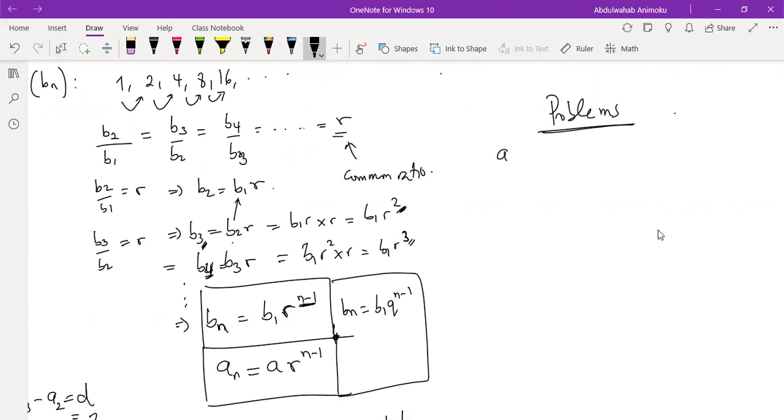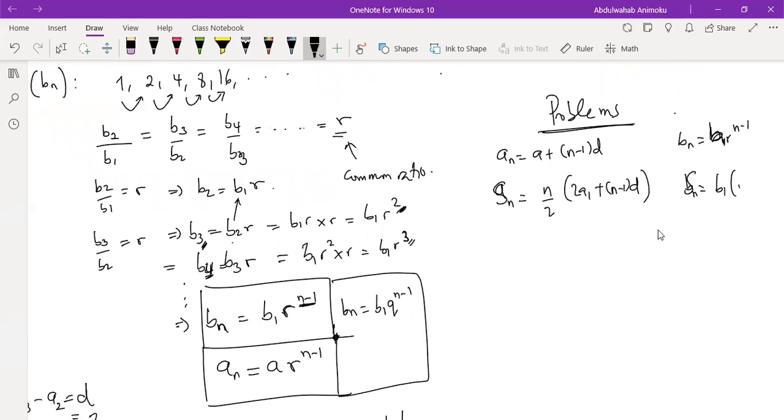So let's write the formulas. We said an is what? A plus n minus 1 d, and then you have Sn, which is what? N over 2, 2a1 plus n minus 1 d. Okay, for the geometric, we said Bn is a r to the n minus 1, and then Sn would be given as what? Also, we said B1, sorry. So we said B1 r raised to power n minus 1 all over r minus 1. Please don't forget this formula. You have to memorize them, right? Very, very important.